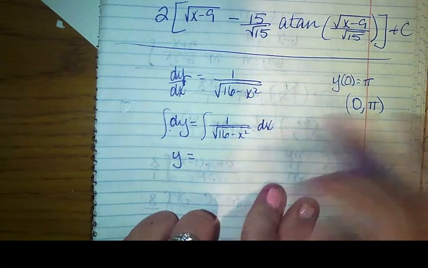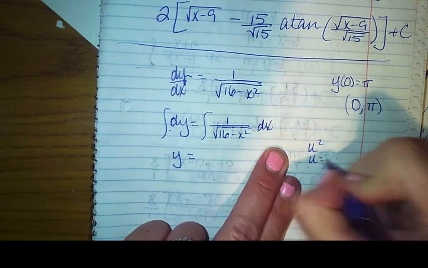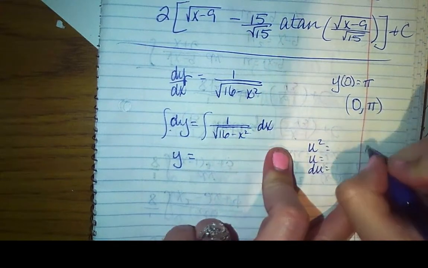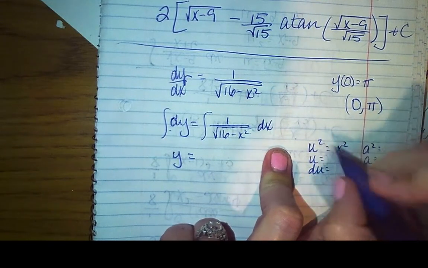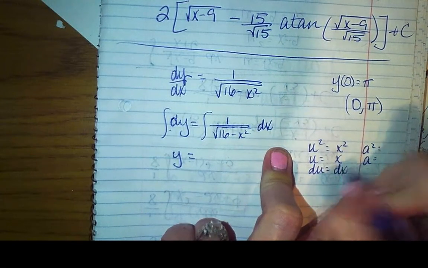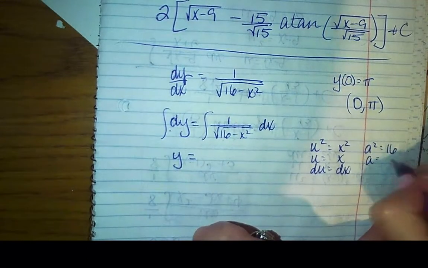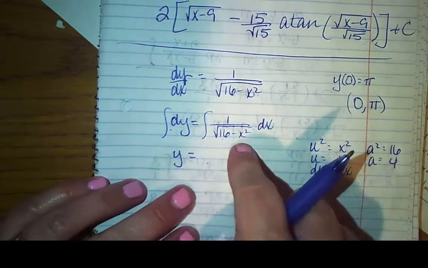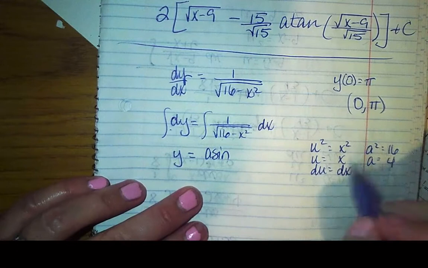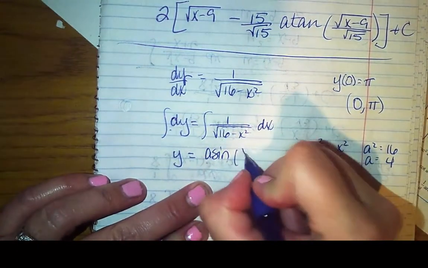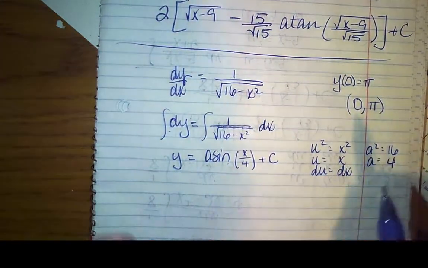When we compare and look, we end up that we're messing with arcsine. So I've got a u squared, a u, and a du. And I've got an a squared and an a. So my u squared is x squared. My u is x. My du is dx, which means I need no balancing because I got everything I need. This is going to be a 16 and that's a 4. So when I integrate this, this becomes the arcsine of u over a plus C. So I have x over 4 plus capital C.